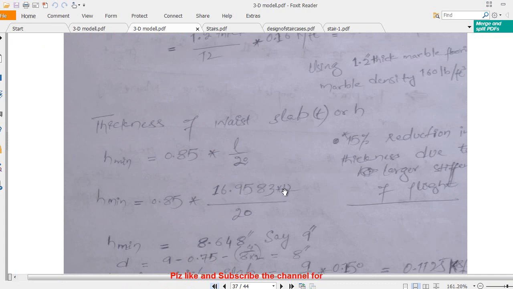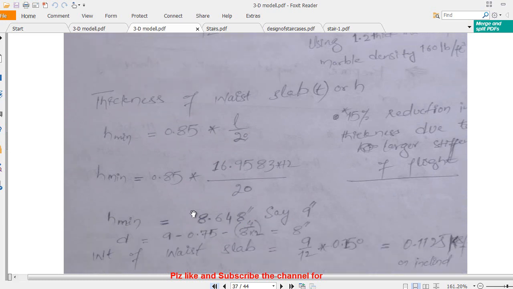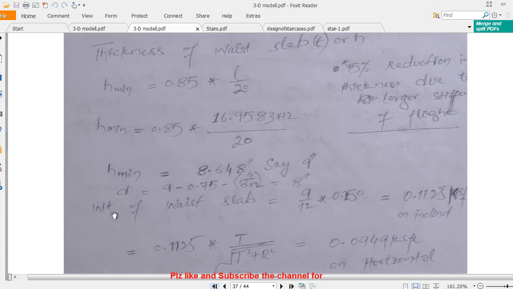We do the 15% reduction, and you see here my L is 16.95, which we already calculated at the end of lecture number 16. You divide, and you get 0.64, and now I assume 9 inch. 9 inch is my waist thickness. And the effective depth is: 0.75 is the clear cover, and I assume here that I will provide number 4 bars as the main bar. So you have to take half of that bar, because the effective depth is from the top surface of the concrete to the center of the main bar. So here I am using 8 inch. The rest of the calculation is the same.